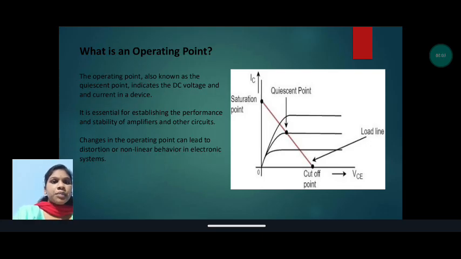What is an operating point? The operating point, also known as the quiescent point, indicates the DC voltage and current in a device. It is essential for establishing the performance and stability of amplifiers and other circuits. Changes in the operating point can lead to distortion or non-linear behavior in electronic systems.